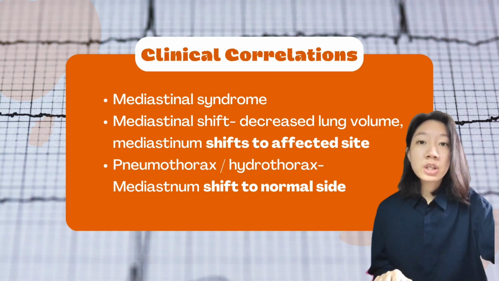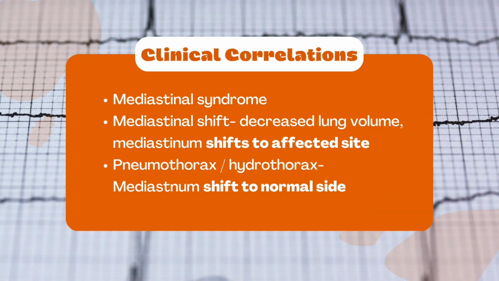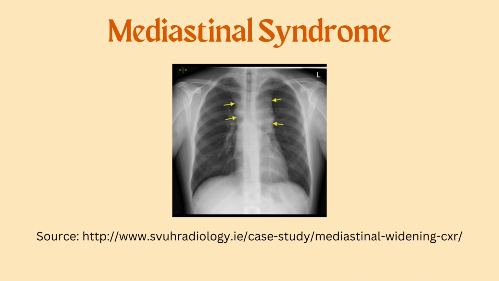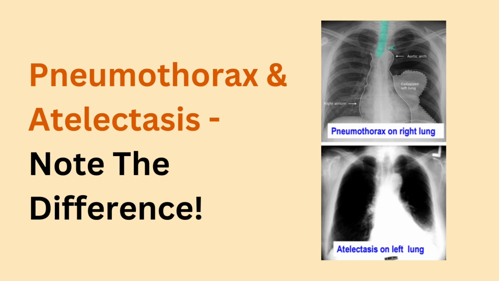Some clinical correlations including mediastinal syndrome, atelectasis, and pneumothorax. Mediastinal syndrome develops when the lymph node in the superior mediastinum is enlarged and compressing the mediastinal contents. Atelectasis occurs when there's not enough air coming into your lungs or when there's an outside pressure pushing on your lungs, causing them to collapse.